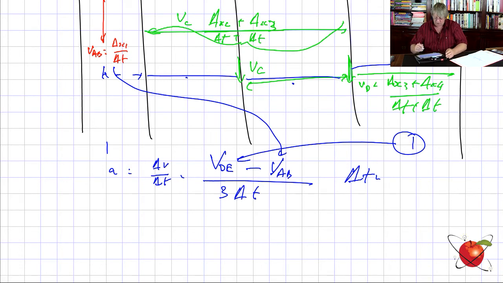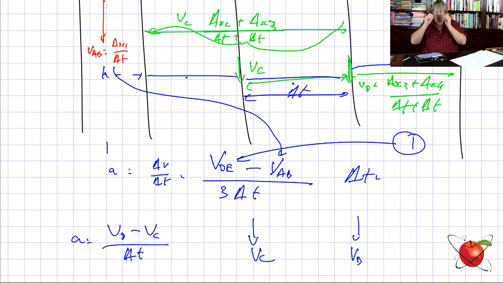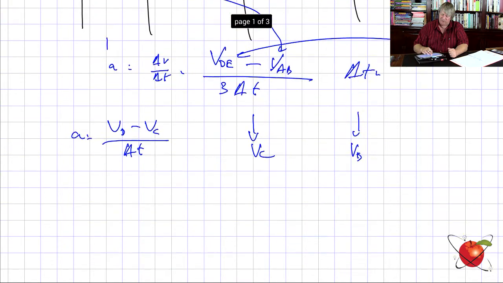We could also have worked out the acceleration between there and there, because we know V at C and V at D. Therefore the acceleration is V at D minus V at C over, in this case, delta T, which is just that piece. It's the normal delta T. So we find the two velocities and we work from there. That was just a recap of those things.